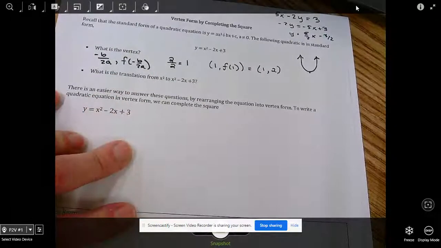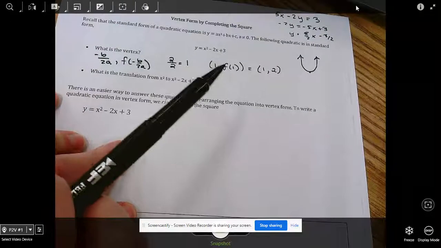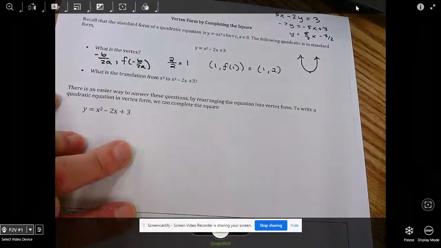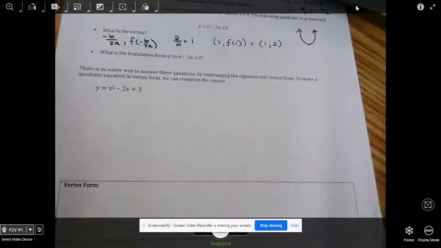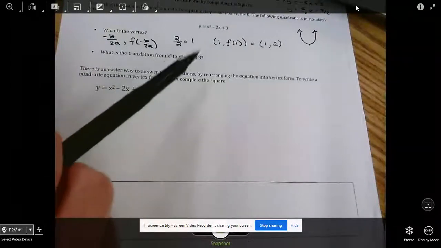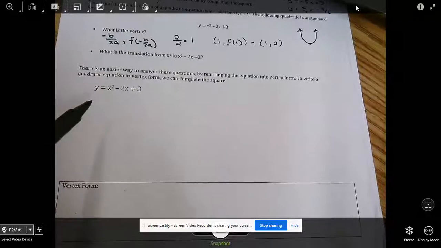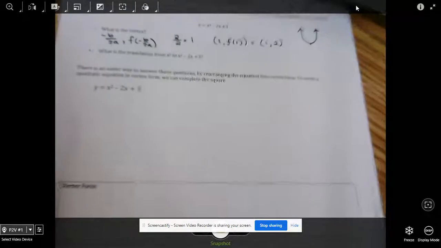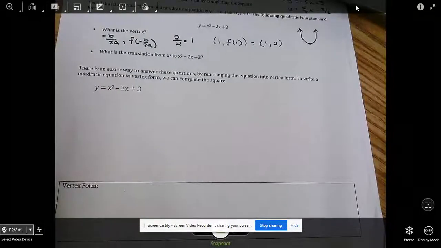This is in standard form. Can we see the translation or transformation from x squared to x squared minus 2x plus 3? Did it go left? Did it go right? Did it go up? Did it go down? We can't tell. There's an easy way to answer these questions instead of doing opposite of b over 2a and just kind of graphing. We just have to rearrange the equation into vertex form. If you want to use the PowerPoint, it's a lot cleaner, the work, and you can see the steps easier, or you can just watch this video.